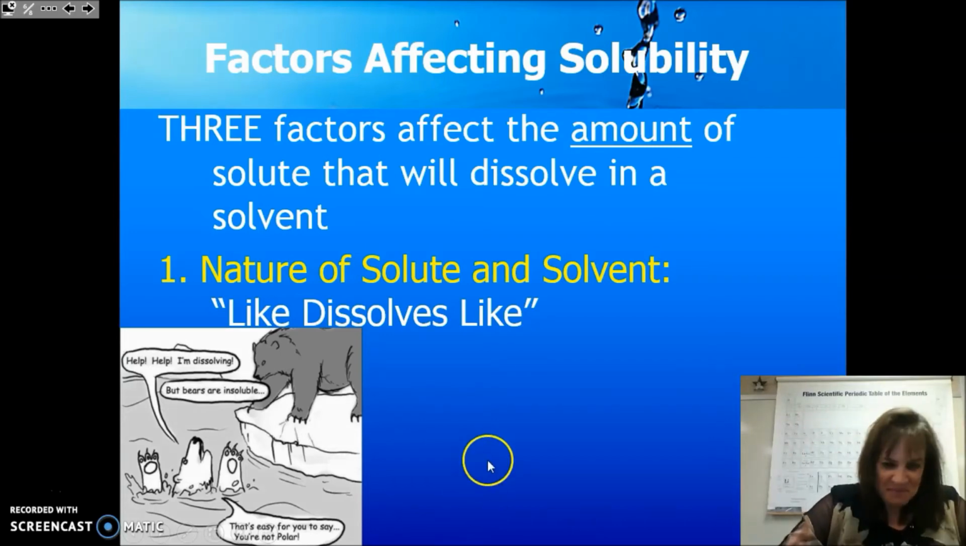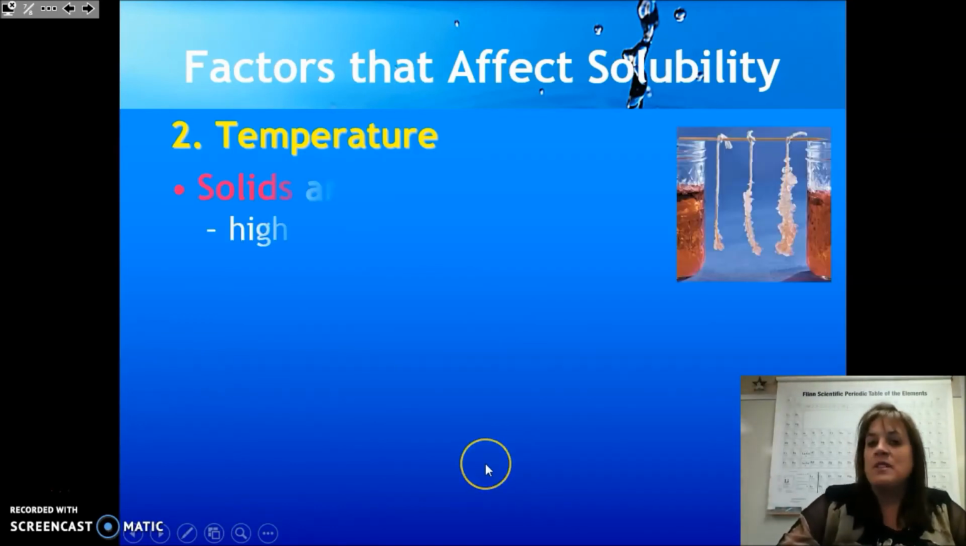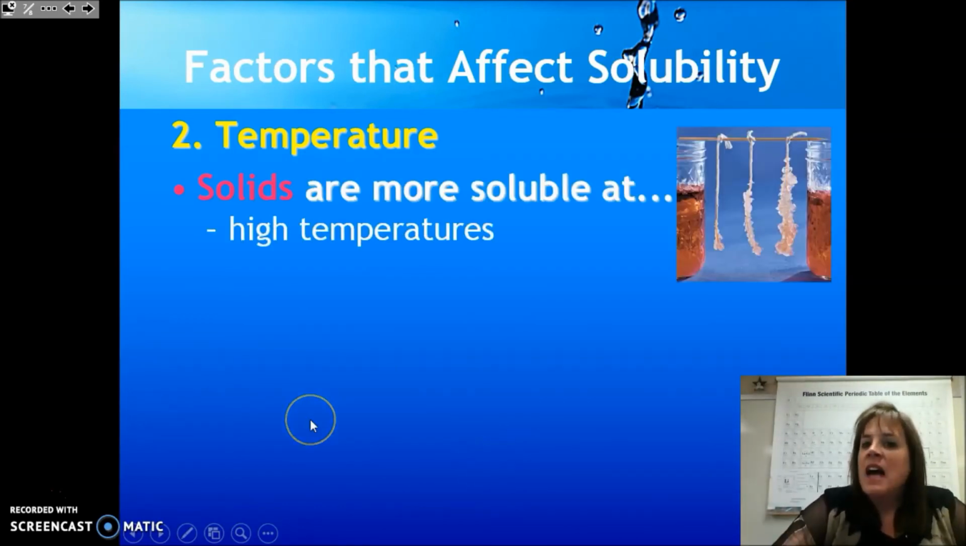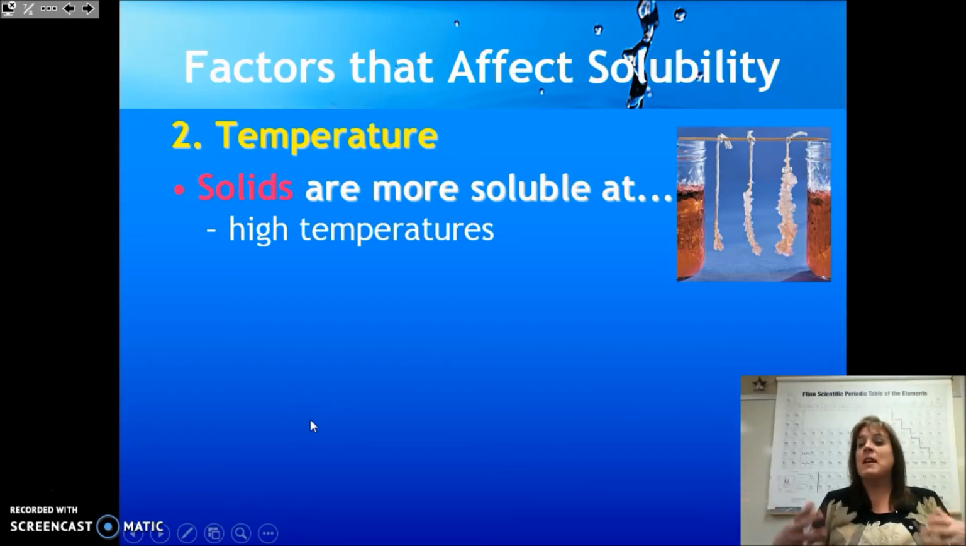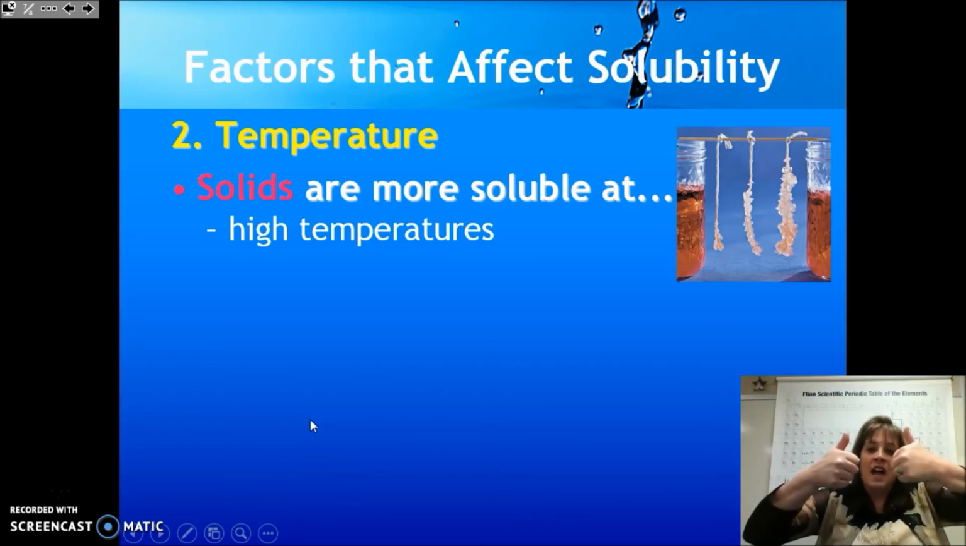Okay. All right, next factor, temperature. Now, temperature depends upon what substance we're talking about. Solids are more soluble at higher temperatures. Remember when I talked about making rock candy, making a supersaturated solution? What you have to do is you have to heat it up, because if you heat it up, you can actually get more solid into solution. So higher temperature is great for getting more solids in.